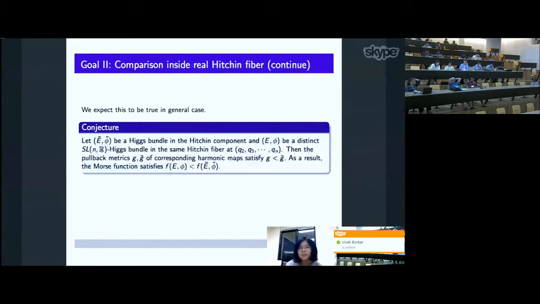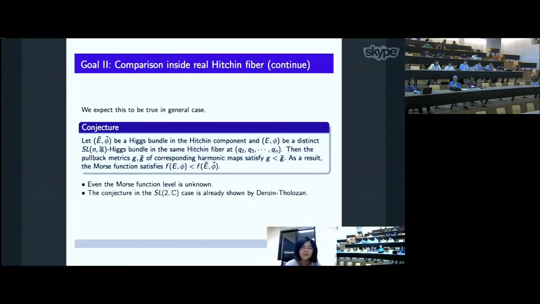Then the pullback metric satisfies that the Hitchin component dominates all the others in the same Hitchin fiber. So of course, as a result, we can say the Morse function also satisfies this inequality. It sounds very strong because even for the Morse function level, this result is unknown.